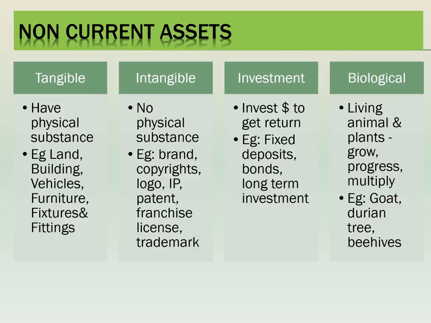Another subcategory of non-current asset is intangible assets, where this category does not have physical substance. For example, the brand. When we say McDonald's, of course, in your brain, you see the burger. And when we say KFC, definitely you see the fried chicken and you feel hungry, right? So the brands can attract customers to come and buy from them. They have benefits, and these benefits can be extended more than 1 year. That's why intangible asset becomes a non-current asset.